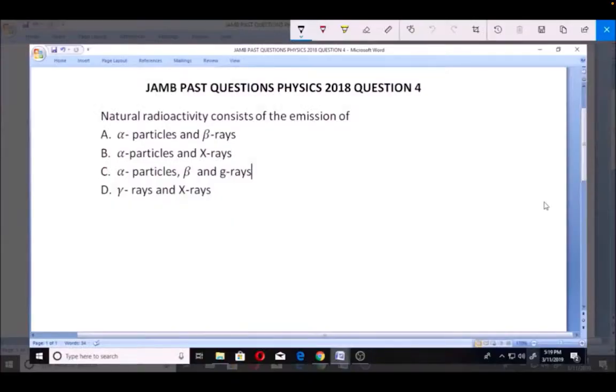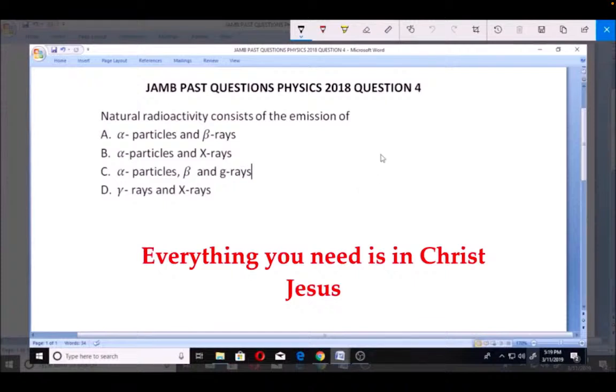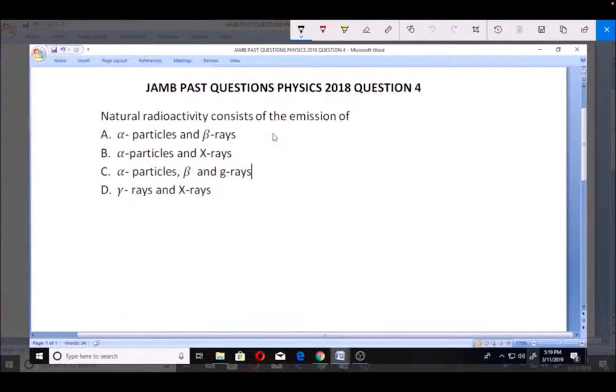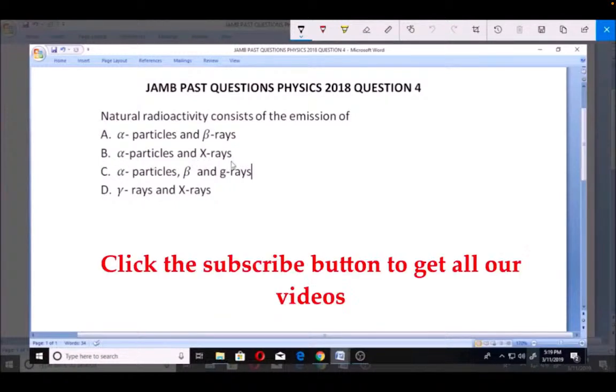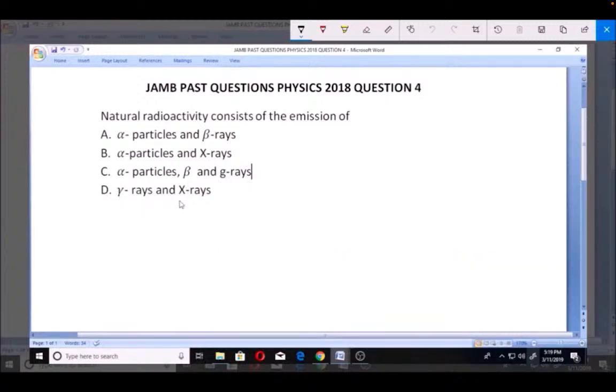Now let's look at this JAMB past question for Physics 2018. Question number 4. Natural radioactivity consists of the emission of A. Alpha particles and beta rays, B. Alpha particles and X-rays, C. Alpha particles, beta and gamma rays, D. Gamma rays and X rays.